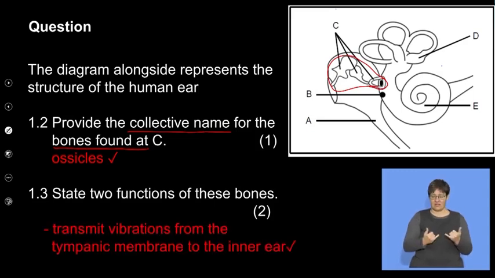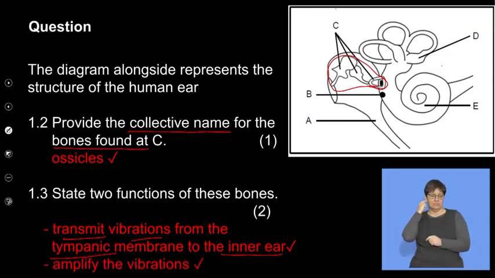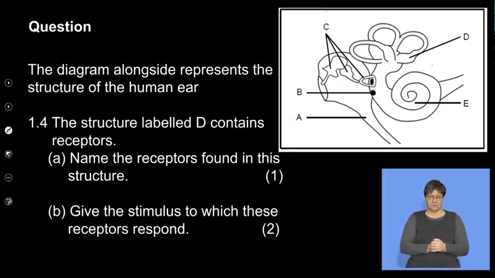And then the second one says, state two functions of these bones. Number one, they transmit vibration from where? From the tympanic membrane to where? To the inner ear. So you get a tick there to say they transmit the impulse, and for the direction of the impulse. Then we move to the next question.